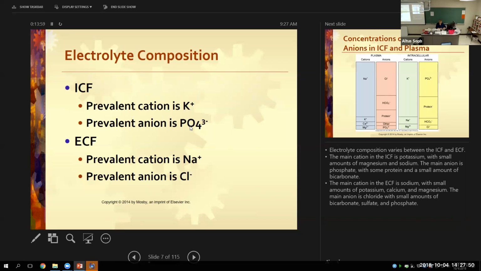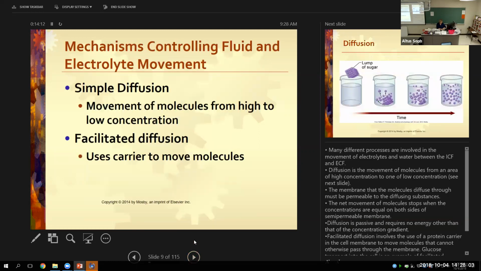PO4, I believe, is phosphate. And then outside the cell, this is what we measure. The prevalent cation is sodium, and the prevalent anion is chloride. Make sure you know that. Okay, we've talked about that already. So now we're going to talk briefly, and I'm going to really talk briefly here. You need to get a good understanding of it by reading your book. But more, we're going to then be applying these principles to our disease processes as we continue this discussion.